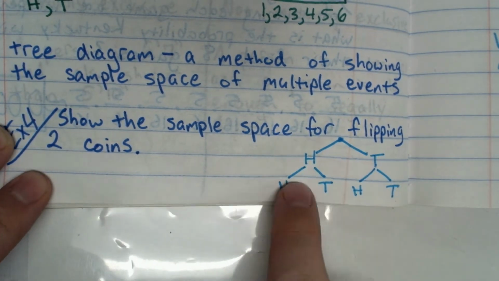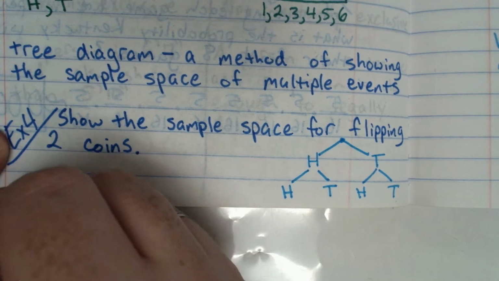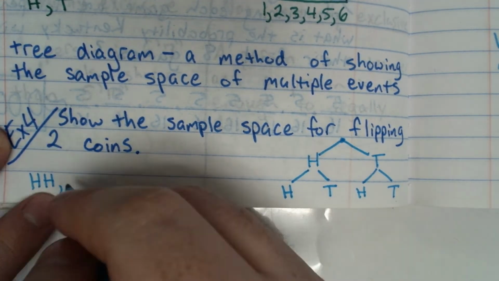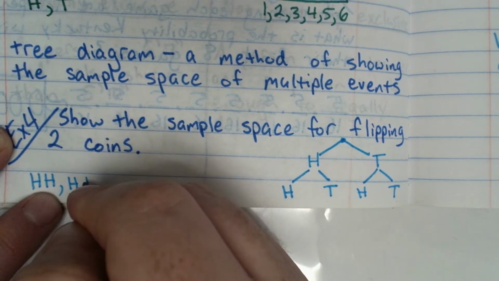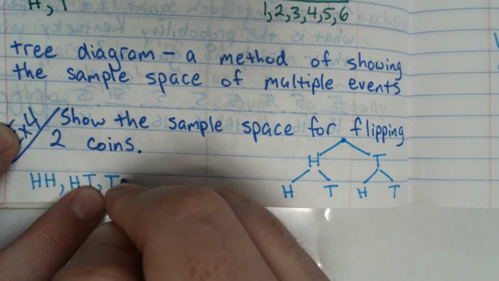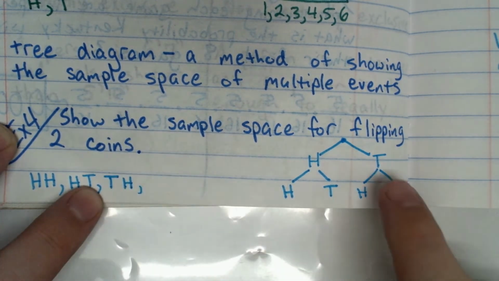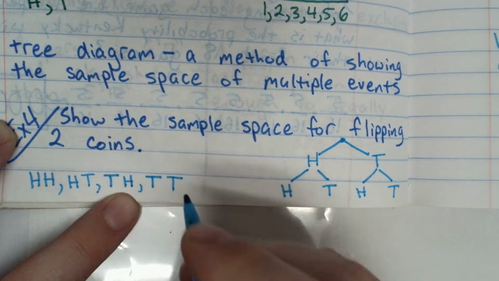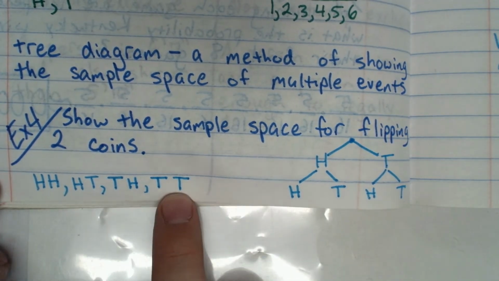We could have heads, heads. We could have heads, then tails. We could have tails, then heads. And we can have tails, then tails. So there are 4 unique ways this can happen.